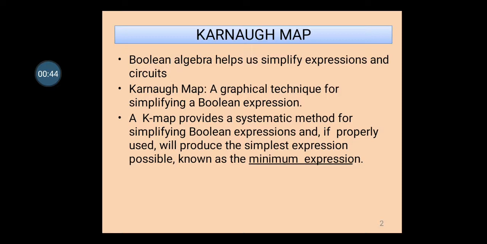Now, what is a K-map? Karnaugh map is a graphical technique for simplifying a Boolean expression. K-map provides a systematic method for simplifying Boolean expressions. If properly used, it will produce the simplest expression possible, known as the minimum expression. That is very important about the K-map technique.